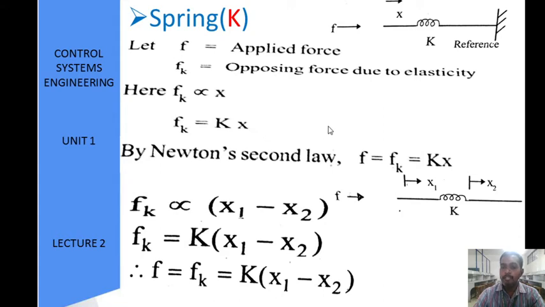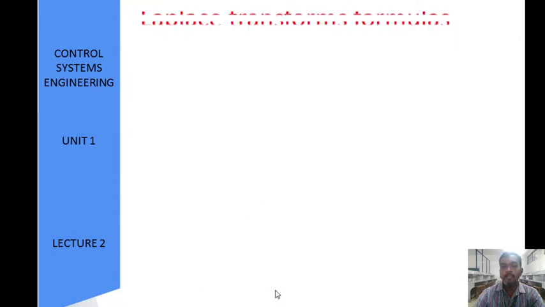As we have already seen in the previous slide, there may be a possibility of one or more dashpots. In the same sense, here we have two springs, that is x1 and x2. If two springs, or one or more springs, are available, then Fk is directly proportional to x1 minus x2, and Fk is equal to k into x1 minus x2. According to Newton's second law, F is equal to Fk is equal to k into x1 minus x2.